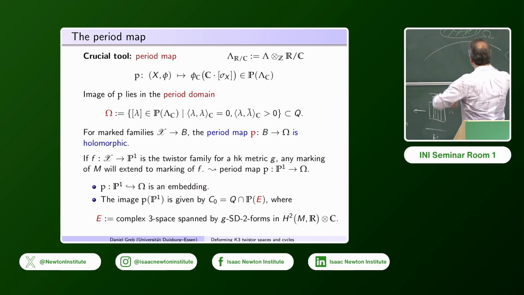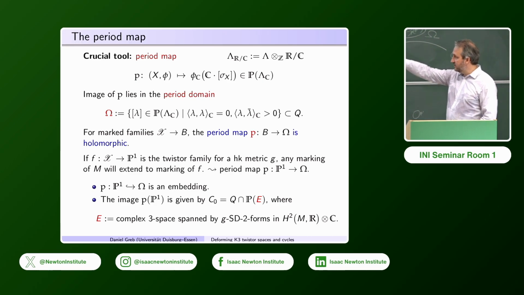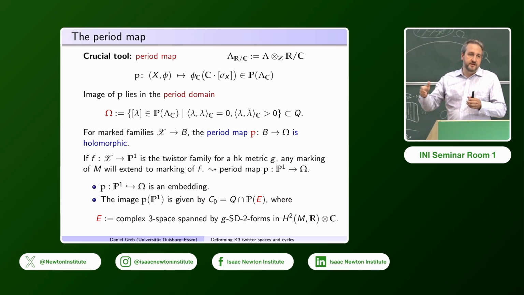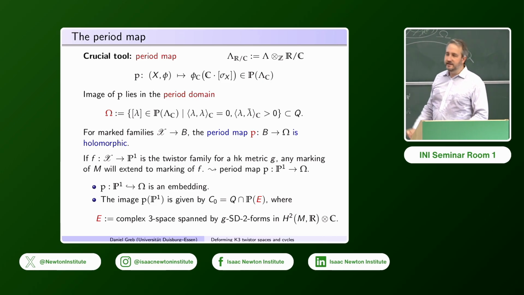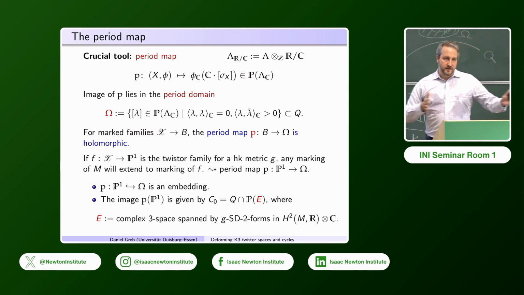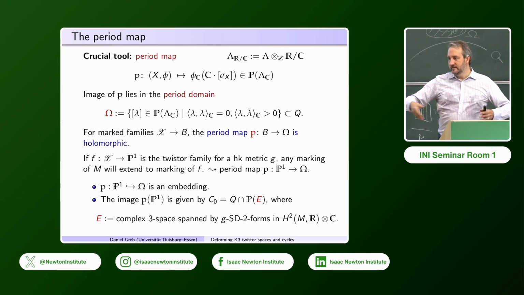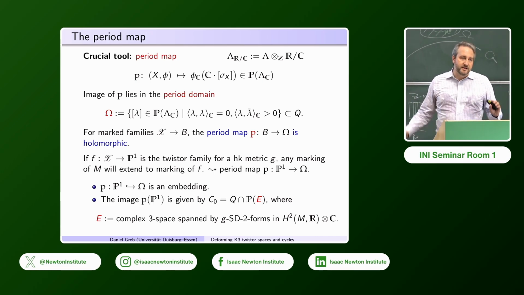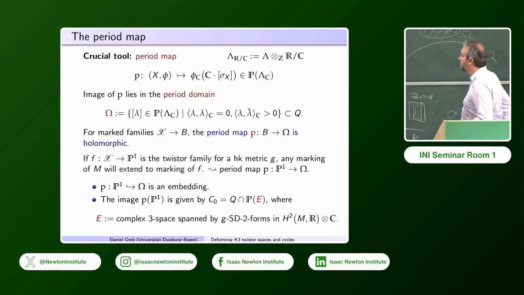I already drew what I write in the first point here. Actually, this P^1 is not mapped to a point. It's not mapped 2 to 1 or 5 to 1 to something. It's an embedding. You really find a P^1 inside, which means that essentially all the complex structures on this P^1 are essentially different, up to maybe discrete things.